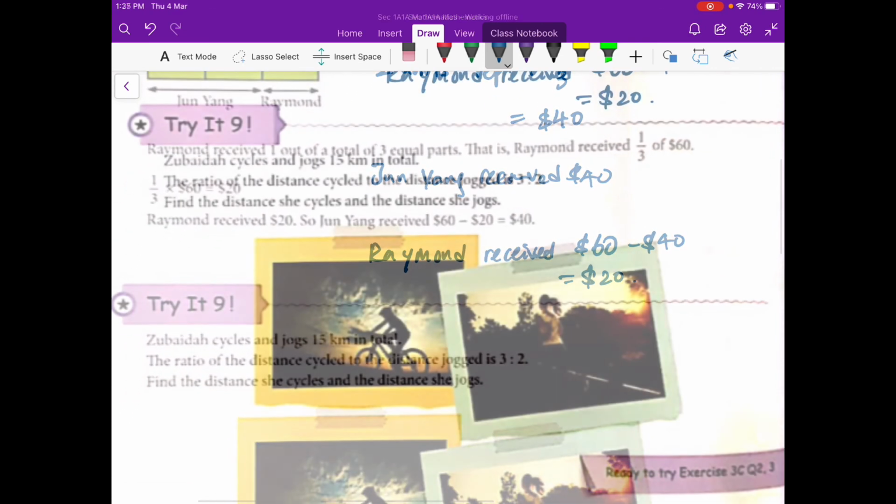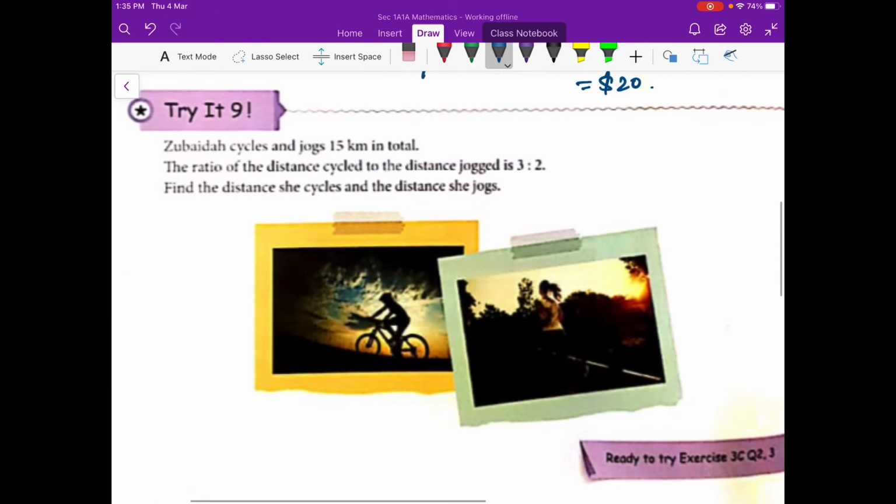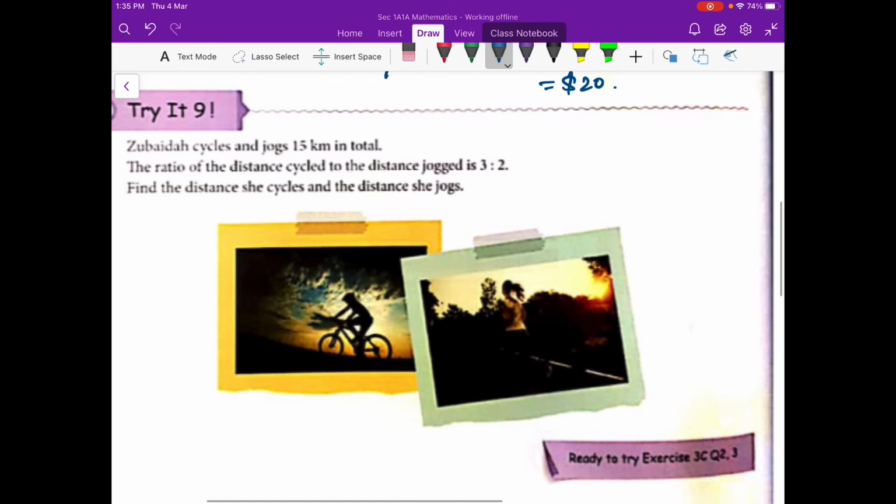Okay, now 15 kilometers altogether. The ratio is 3:2. Find the distance that she cycles and the distance that she jogs. How many parts are there altogether? How many units? 5. There are 5 units altogether. Because cycle 1, 2, 3. Jog 1, 2.